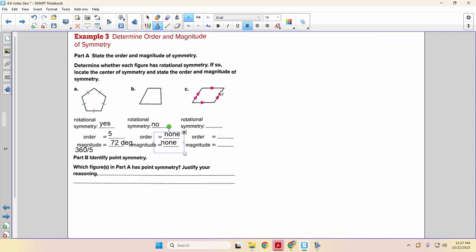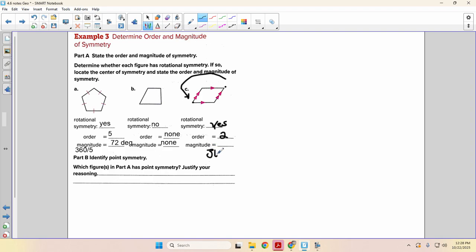All right, this little parallelogram here, if I were to flip this corner 180 degrees, rotate it around so that it matches up back to this corner, that is rotational symmetry, so we say yes. It has an order of, it flips around once to get to here and flips around again to get back onto itself. That is 2. So 360 divided by 2 is 180.